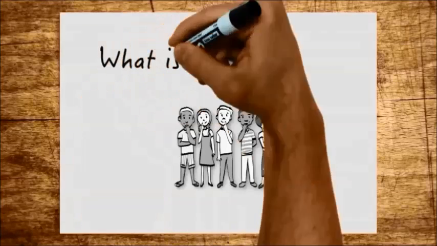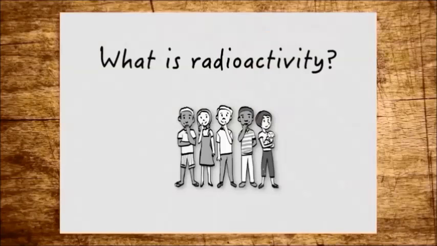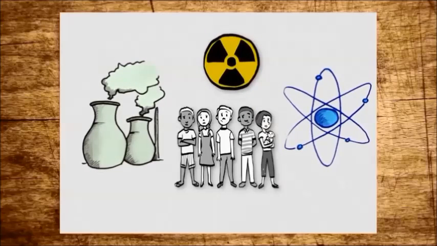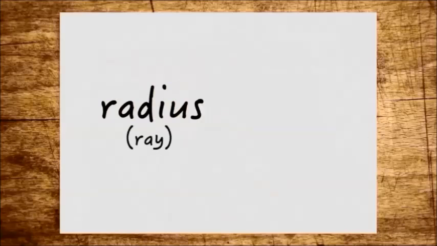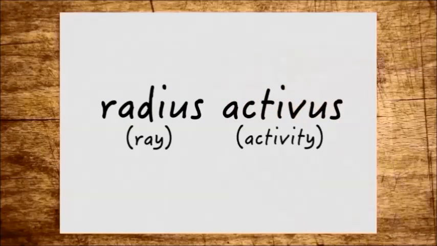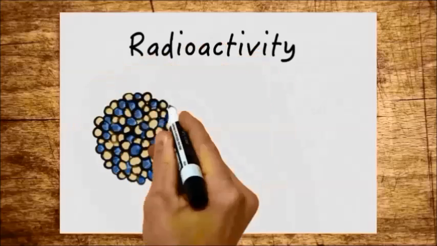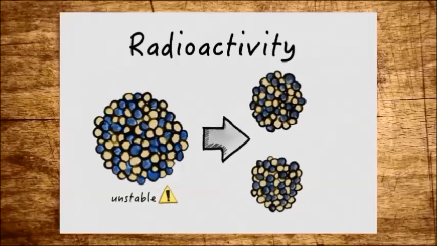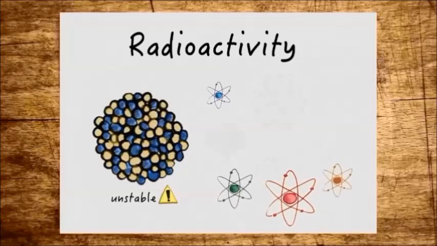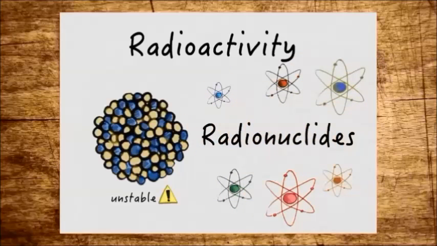What actually is radioactivity? Many of us have heard this word before, but what does it actually mean? The word is made up of two Latin words, namely radius, which means ray, and activus, which means activity. So it's radiation activity. Thus, radioactivity is the characteristic behavior of unstable cores of atoms spontaneously decaying into different nuclei and emitting radiation in the process. There are different types of atoms with unstable cores, and these are collectively referred to as radionuclides.